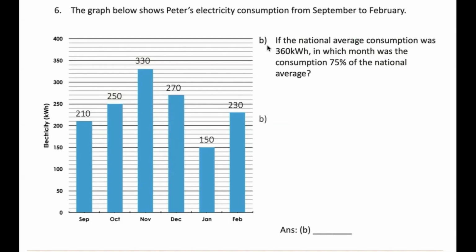So in this case, let 100% be the national average, which is 360. You find 1% by dividing by 100, then you want 75% times 75. So 75% of the national average is 270. And which month is 270? December. Okay. Look at the bar charts and pick the right answer.